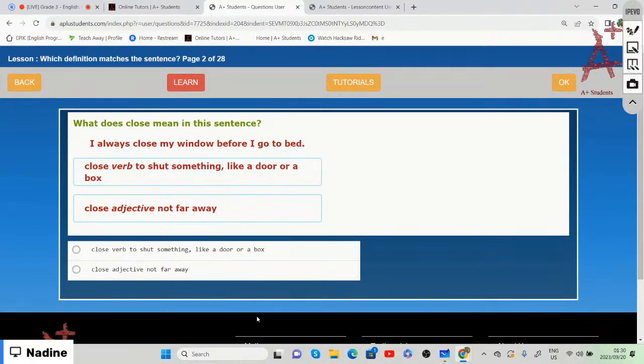What does close mean in the sentence? Close or close. I always close my window before I go to bed. So close. I always close my windows before I go to bed. Does that close mean to shut something like a door or a box? Or does it mean it is not far away?